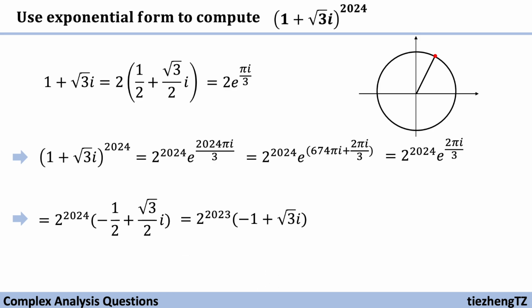And to further simplify it, we can move that 1/2, the 2 in the denominator part, outside of the parentheses. So we have the final answer, which is 2 to the power of 2023 times (minus 1 plus square root 3 times i).